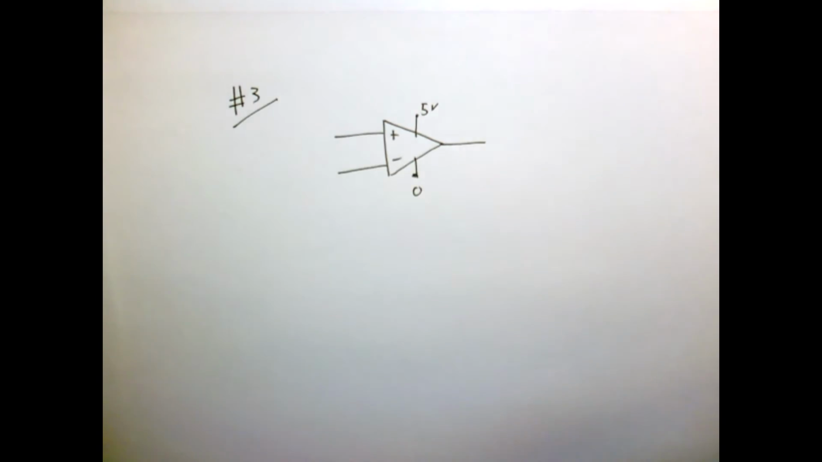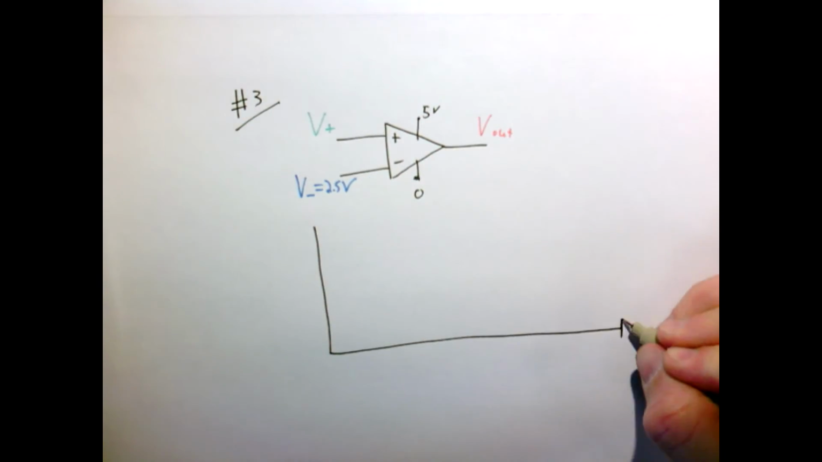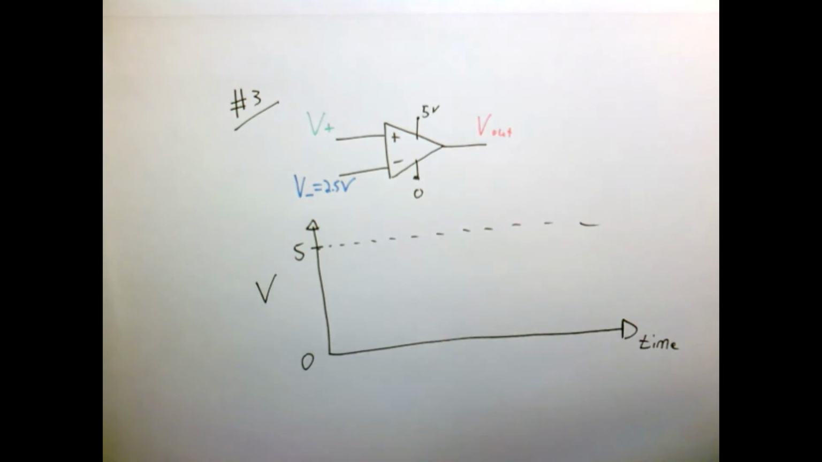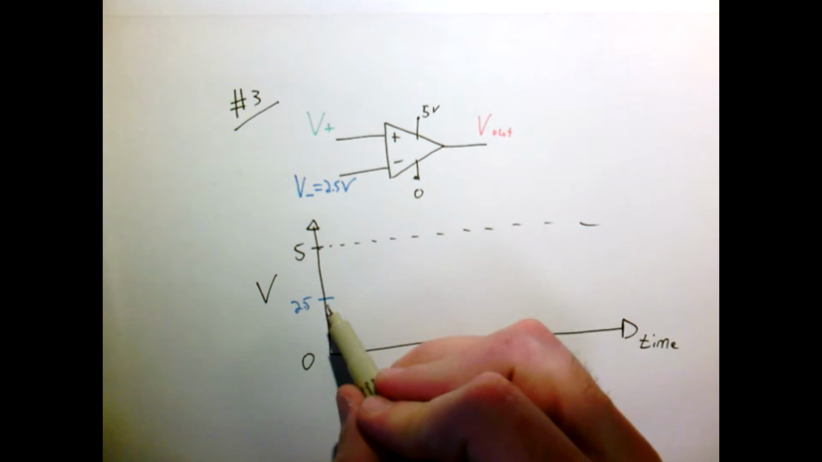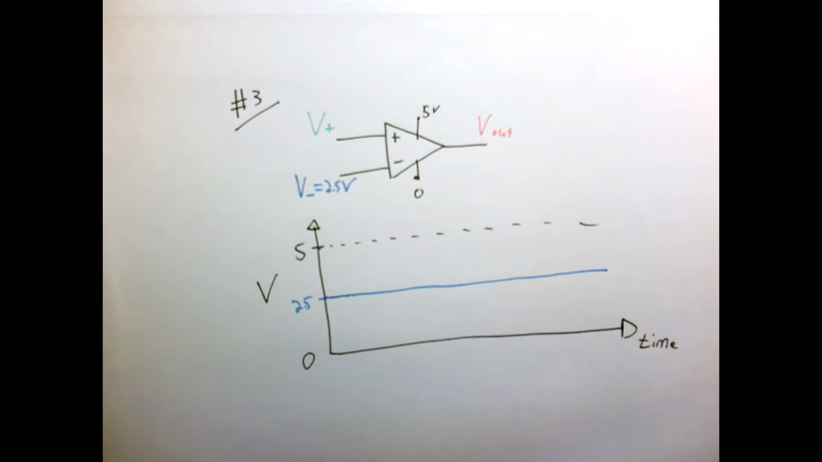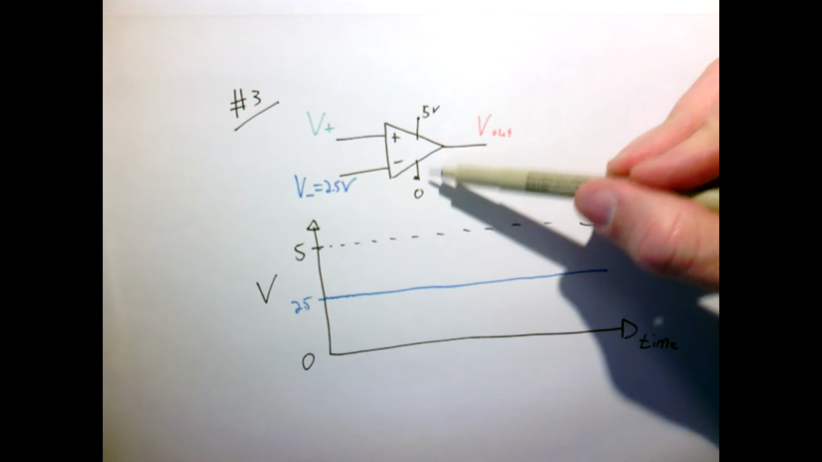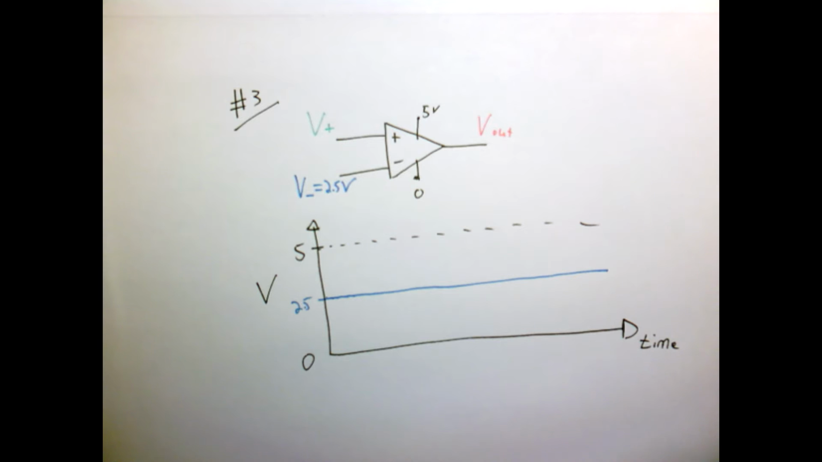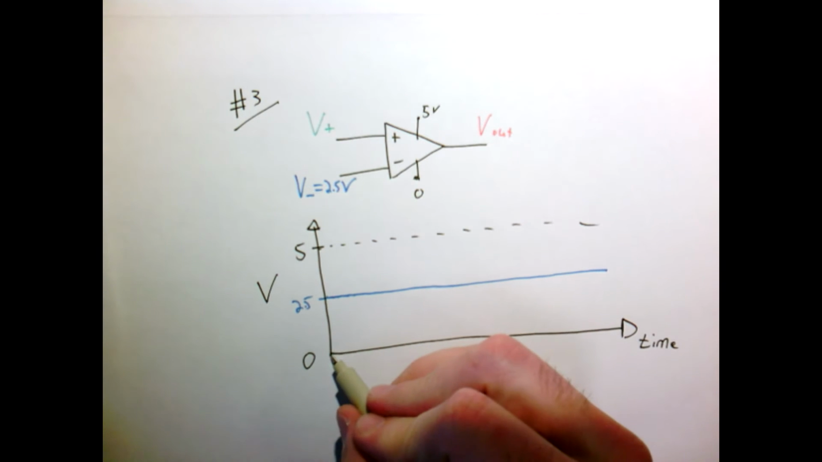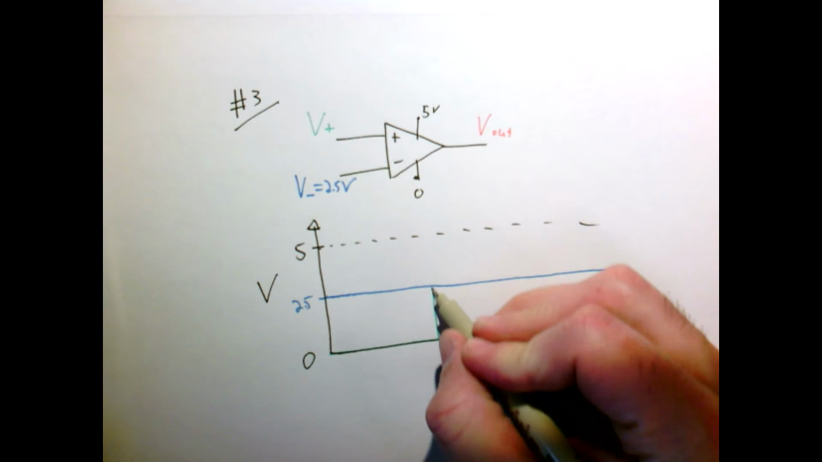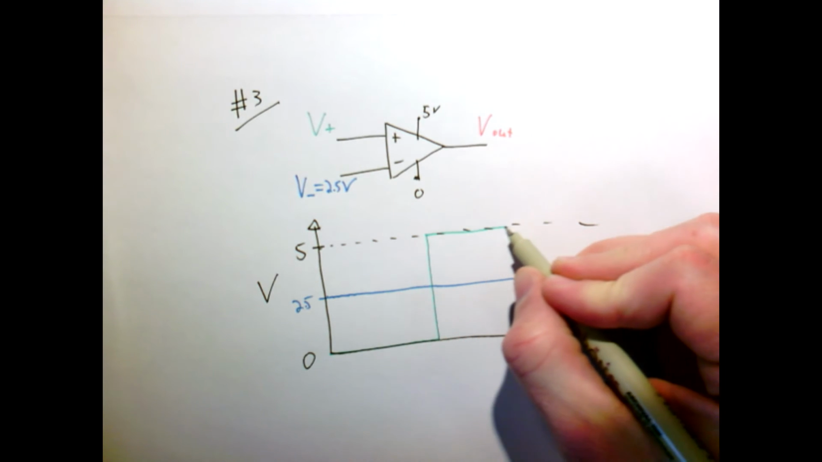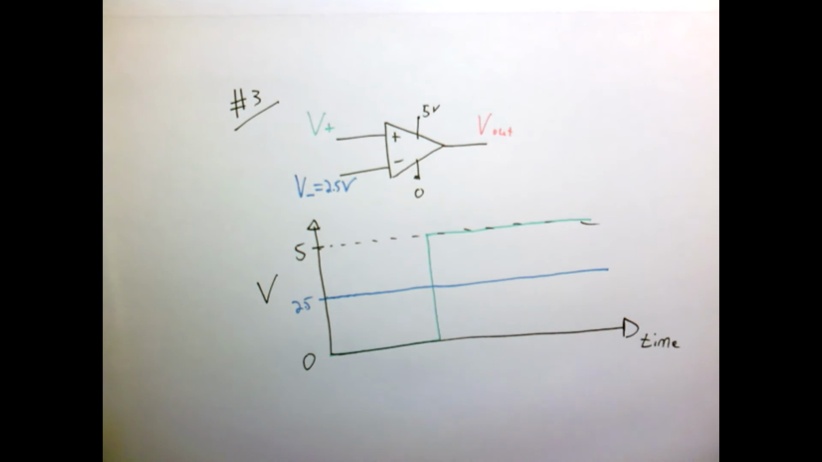Behavior number 3 is as follows. So let's imagine the following case. I'm going to hold V minus constant in time at 2.5 volts, so right between our two rails of 0 and 5 volts. Now I'm going to take V plus and I'm going to just put in a square wave. So I'm going to start at 0, I'm going to pull it up instantly to 5, and then I'm going to hold it there for a while, and then I can repeat and pull it up and down. But let's just focus in on the time right around when we do this switch.